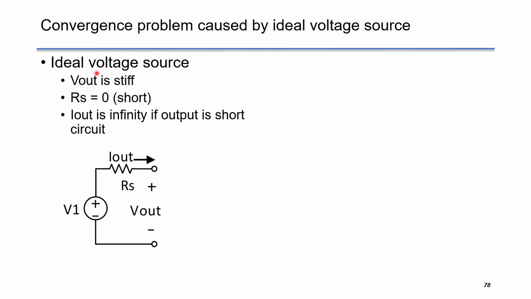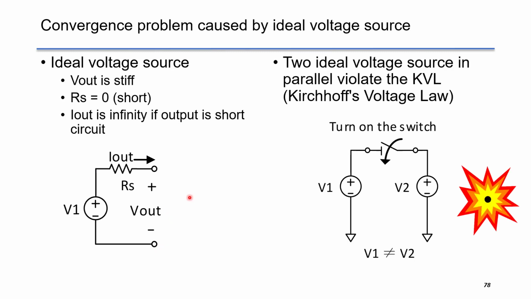For an ideal voltage source, the output is pretty stiff. That means it has 0 ohm as internal resistance. If the output is short circuit, this voltage source can provide infinite current. The disaster will happen if two ideal voltage sources are in parallel with each other. This violates the KVL, which is Kirchhoff's voltage law.